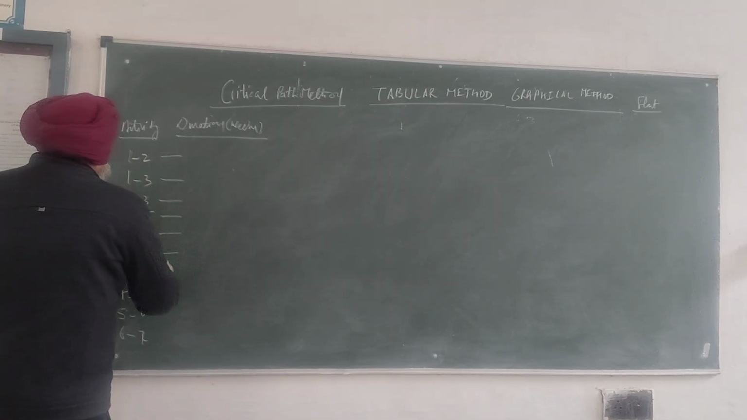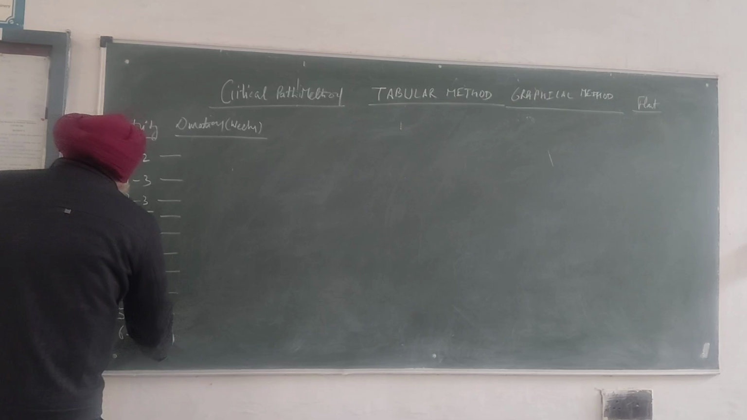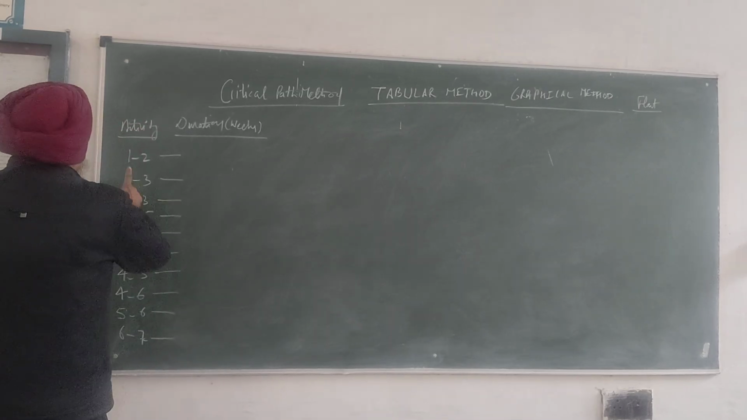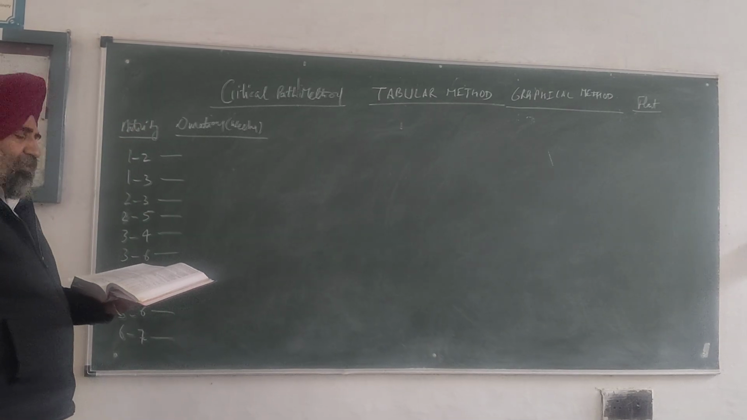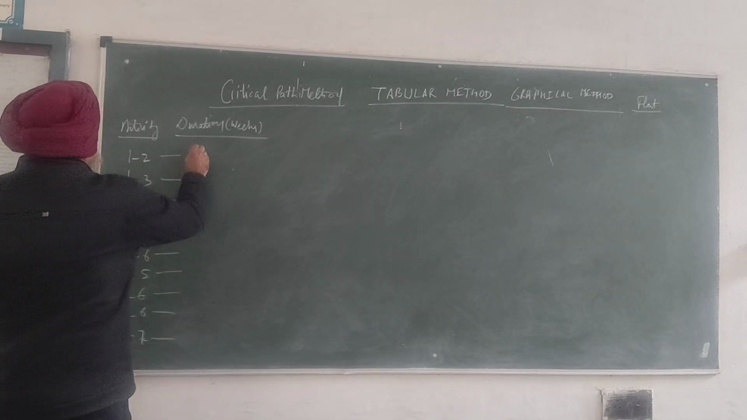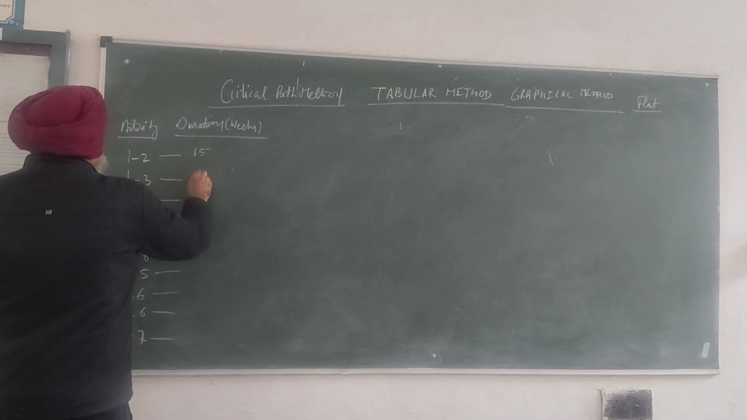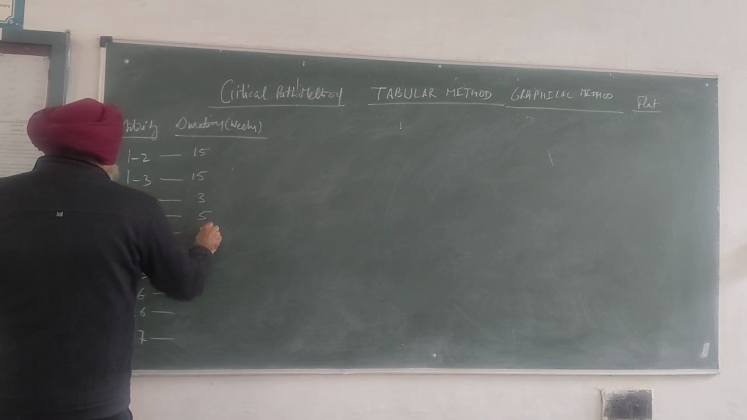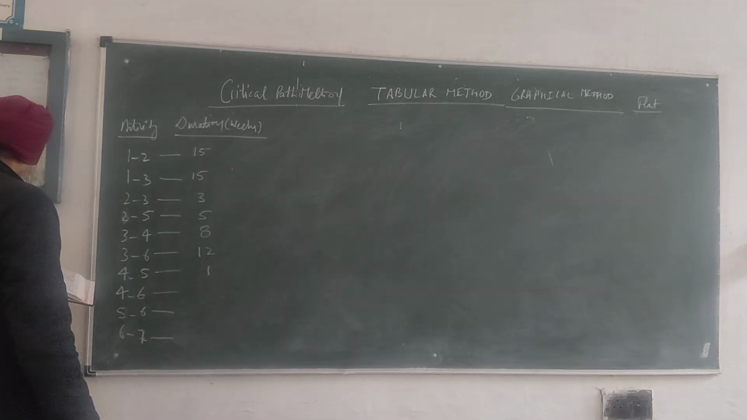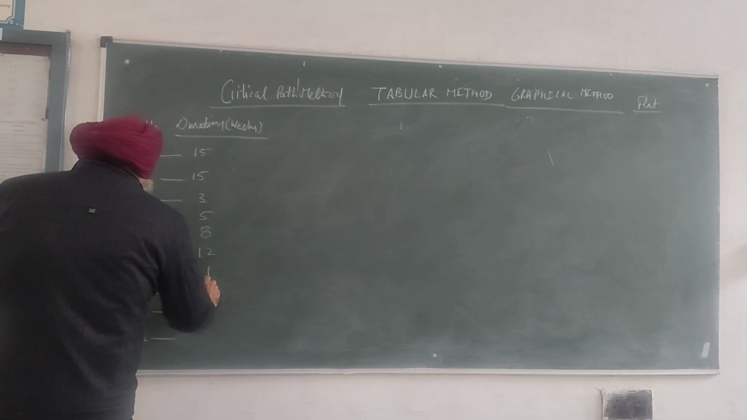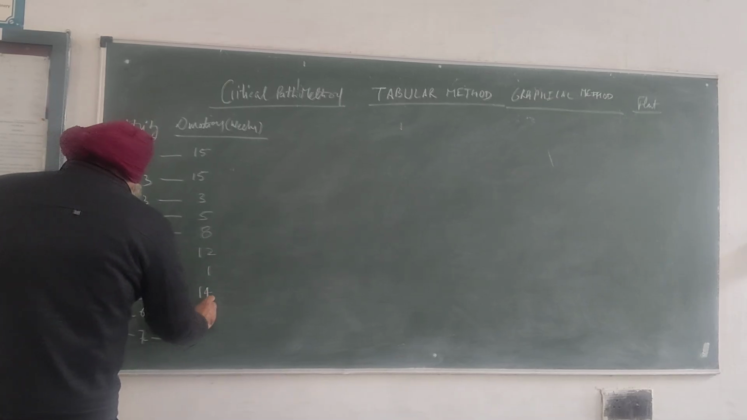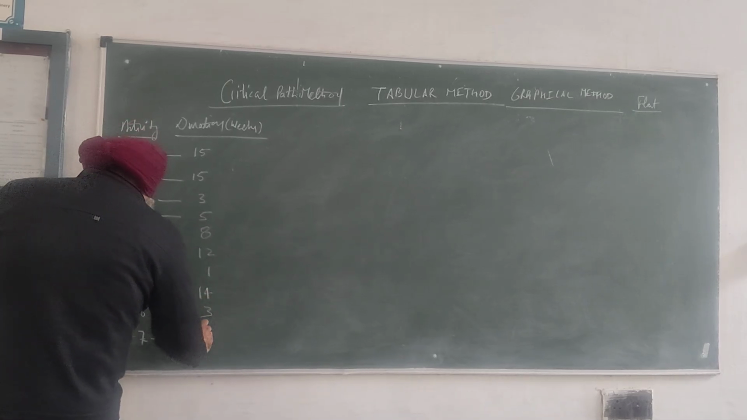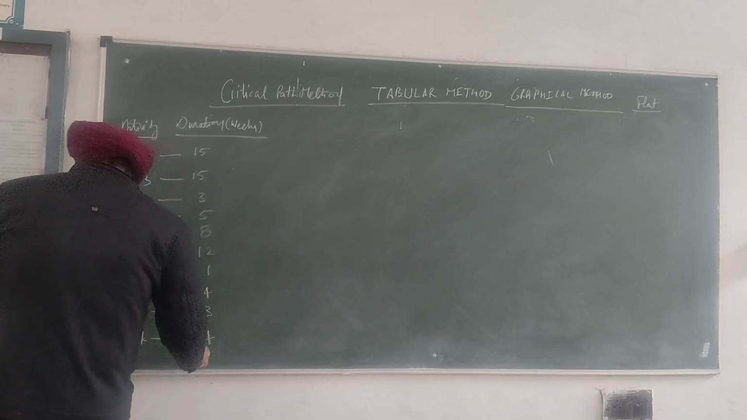This duration is given in weeks. This means for performing the 1 to 2 activity, the time required is 15 weeks. 1 to 3 again 15, 2 to 3 is 3 weeks, this is 5 weeks, this is 8 weeks, this is 12 weeks. For 4 to 5 it is 1 week, 4 to 6 it is 14 weeks, 5 to 6 is 3 weeks, 6 to 7 it is 1 week.